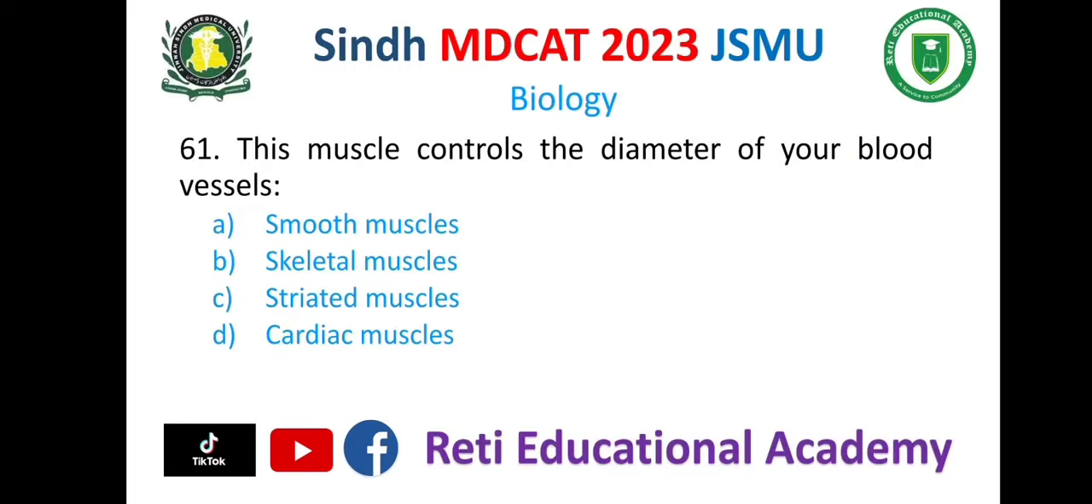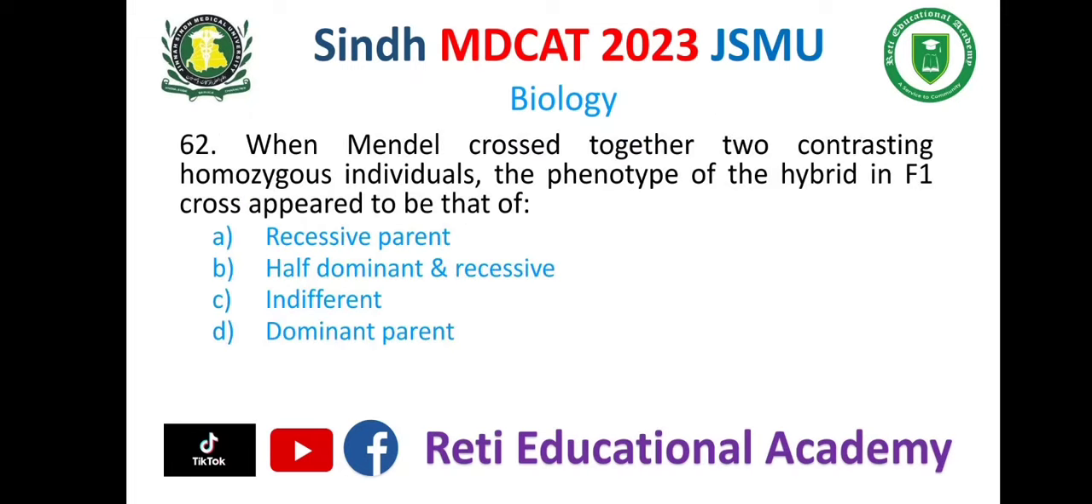Question number 61. This muscle controls the diameter of your blood vessels. A, smooth muscle, B, skeletal muscle, C, striated muscle, D, cardiac muscle. And the correct option is A, smooth muscle.